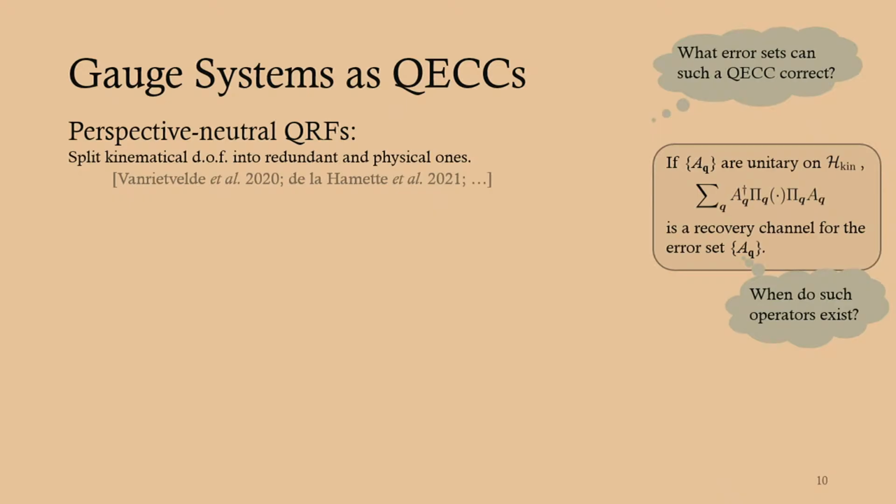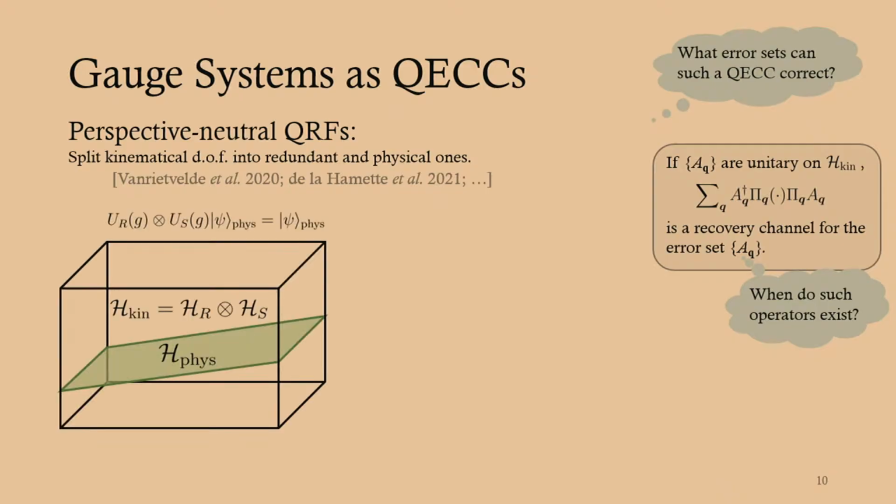Because of our setup, where we have a gauge group, I'll be using perspective-neutral quantum reference frames, because these just offer a very convenient way of splitting our kinematical degrees of freedom into a set of redundant ones and into a set of physical ones. So, okay, let's start with this structure where our kinematical space splits into a reference frame and some residual system, and so does our gauge transformation.